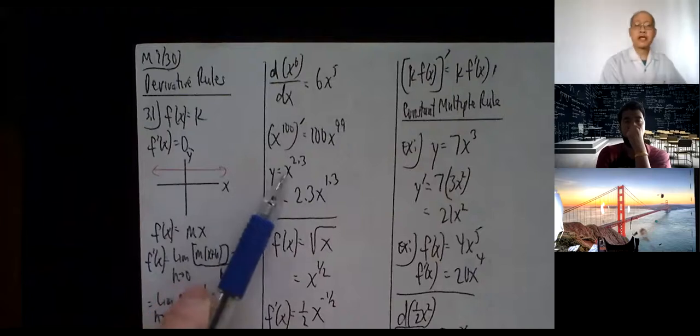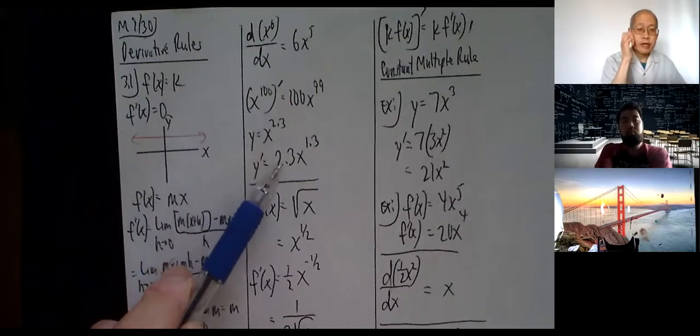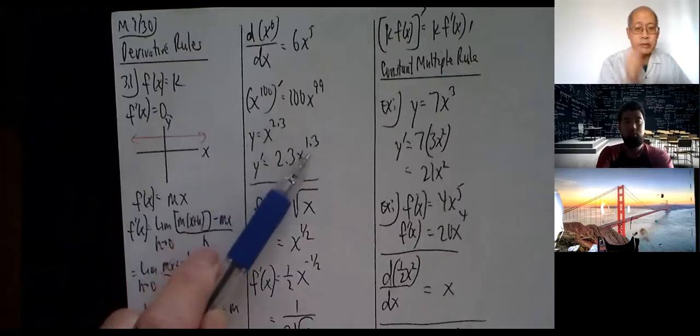How about y equals x to the 2.3? So y prime is 2.3 x to the 1.3. Right? 2.3 comes down, subtract 1.